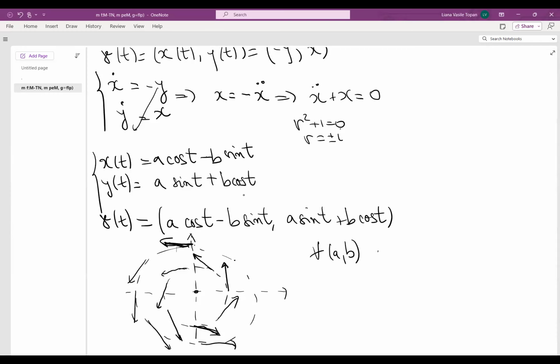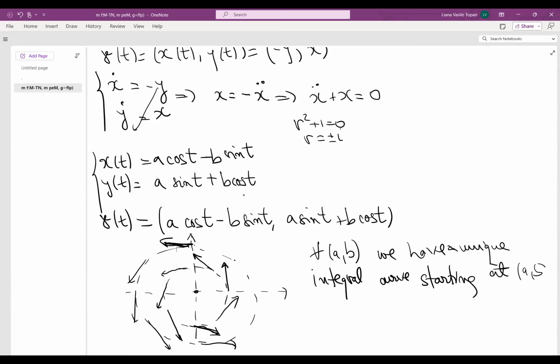So for each point, we have a unique integral curve starting at (a, b) in R squared. All right, so something like that. All right, so let's see.